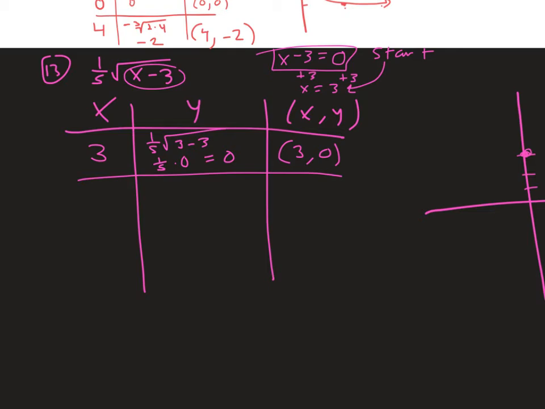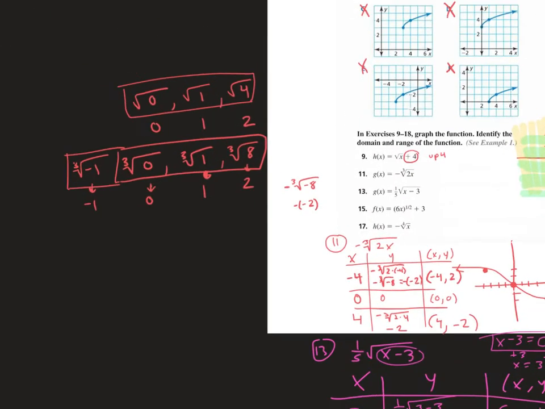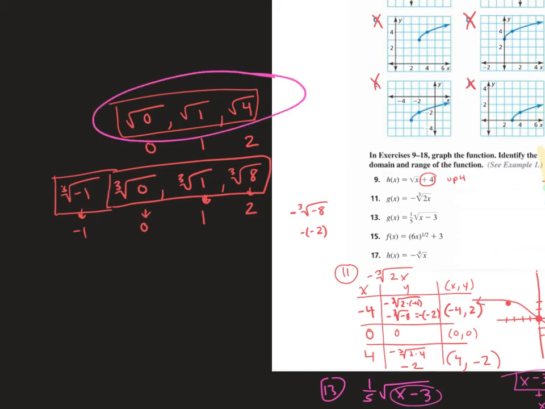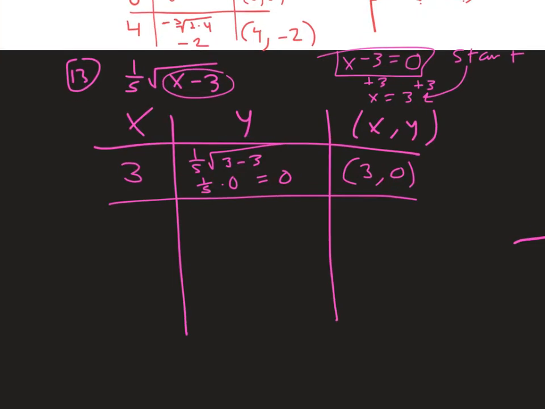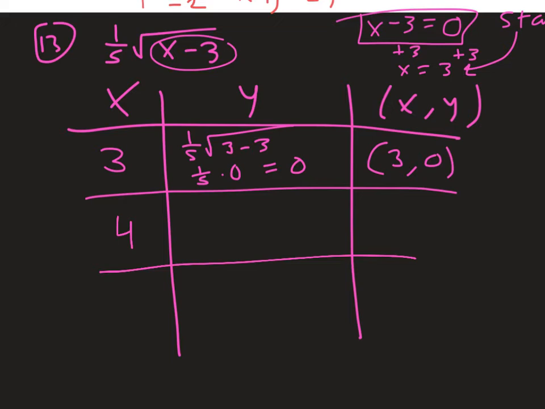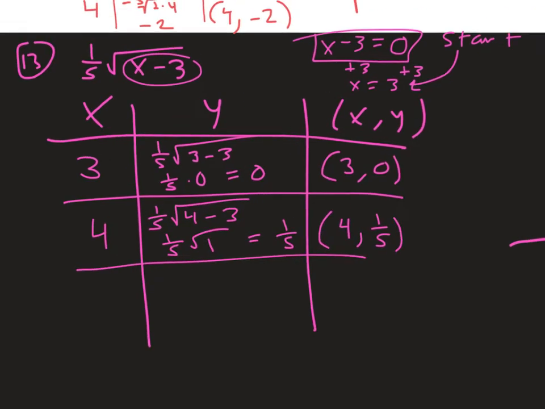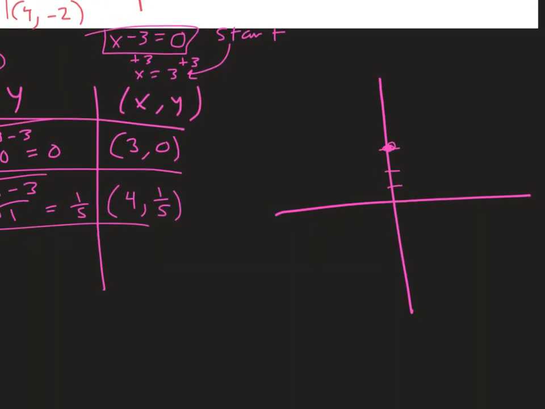So we said we like to get 0 under our square root. We like to have a 1 under our square root or a 4 under the square root. So what should we plug in for x to get a 1 under the square root? 4. So we have 1/5 times the square root of 4 minus 3. So 1/5 times the square root of 1, which is just 1/5 times 1, so 1/5. So 4 comma 1/5. So we're going to go to the right 4.